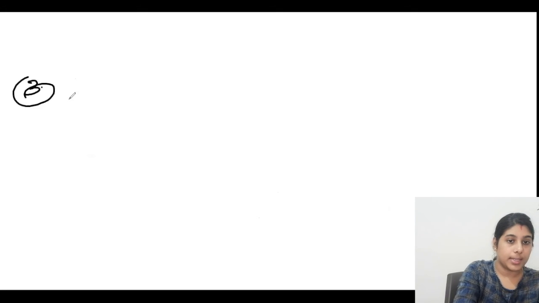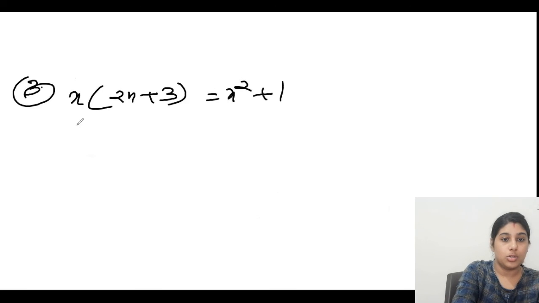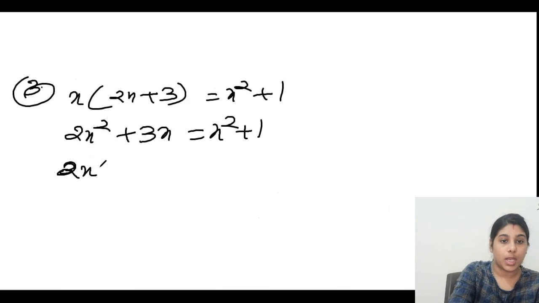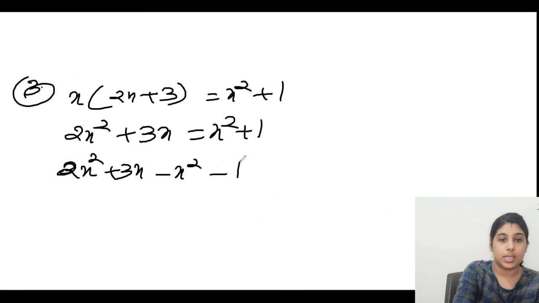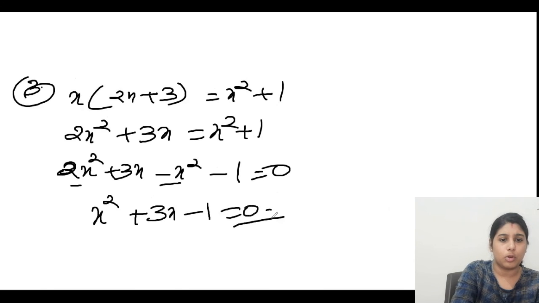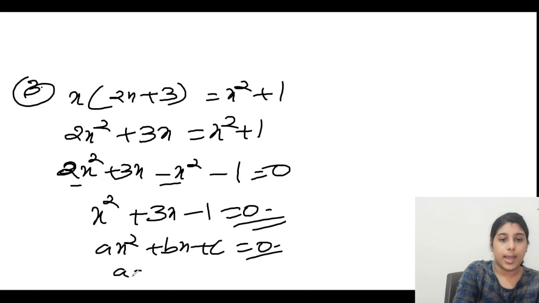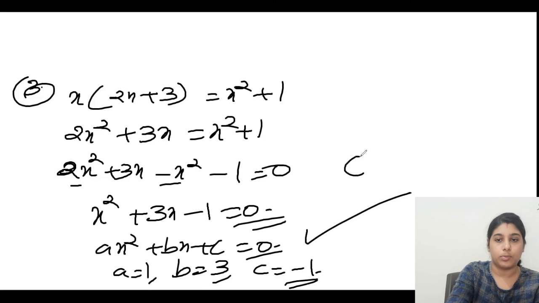Next question is x into (2x plus 3) is equal to x square plus 1. So this will be 2x square plus 3x is equal to x square plus 1. So this will be 2x square plus 3x, coming here x square minus 1 is equal to 0. So 2x square minus x square will be x square, then plus 3x minus 1 is equal to 0. Here no problem. This is in the form of ax square plus bx plus c is equal to 0, where a is equal to 1 and b is equal to 3 and c is equal to negative 1. So this is a quadratic equation. No problem for that.